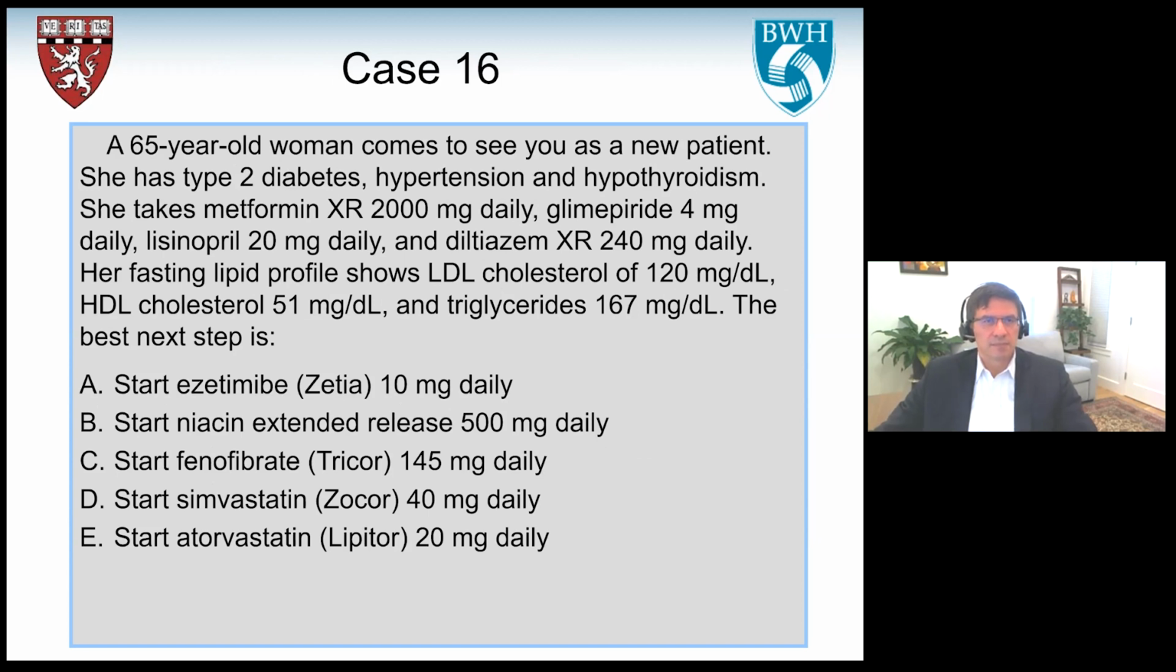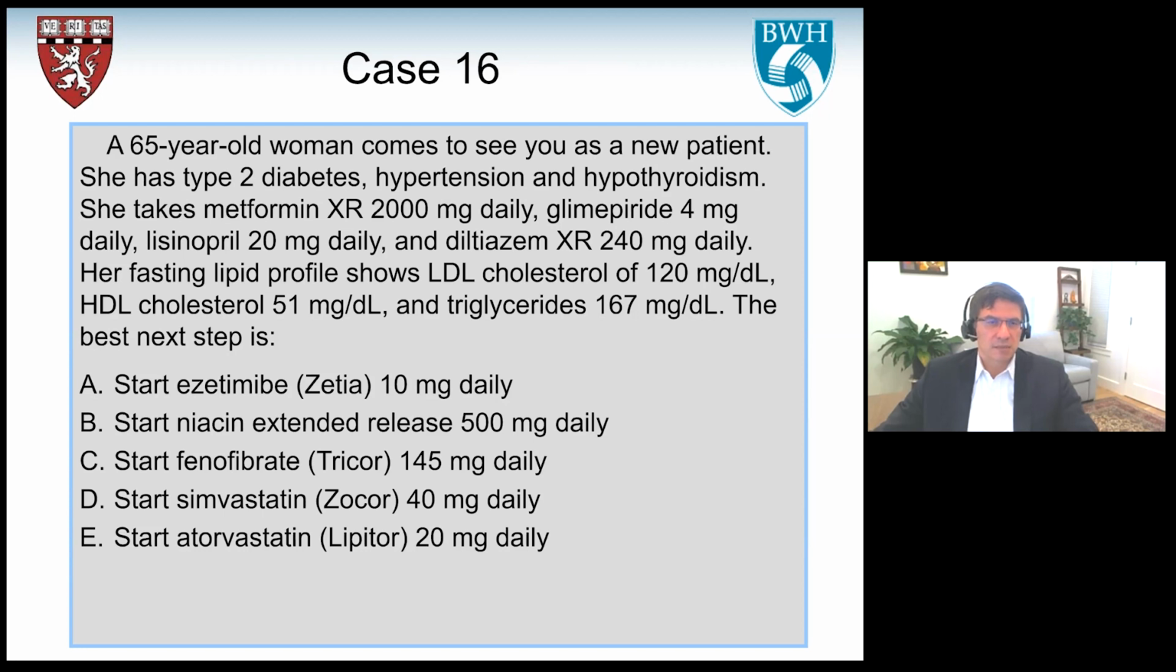Case 16. A 65-year-old woman comes to see you as a new patient. She has type 2 diabetes, hypertension, and hypothyroidism. She takes metformin extended release 2,000 milligrams daily, glimepiride 4 milligrams daily, lisinopril 20 milligrams daily, and diltiazem extended release 240 milligrams daily. Her fasting lipid profile shows low density lipoprotein cholesterol of 120 milligrams per deciliter, high density lipoprotein cholesterol, or HDL, 51 milligrams per deciliter, and triglycerides of 167 milligrams per deciliter.